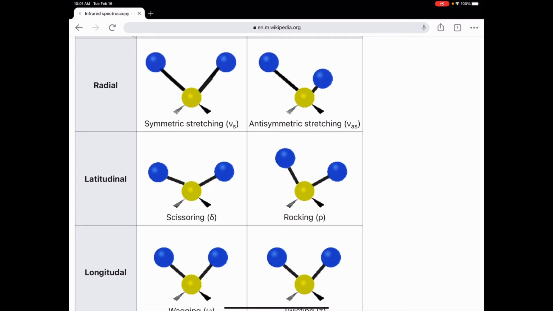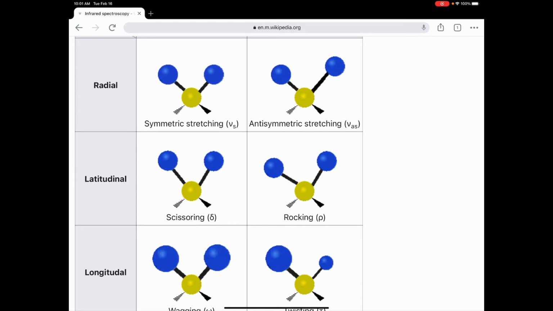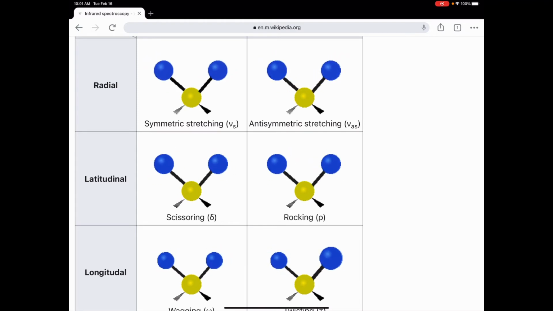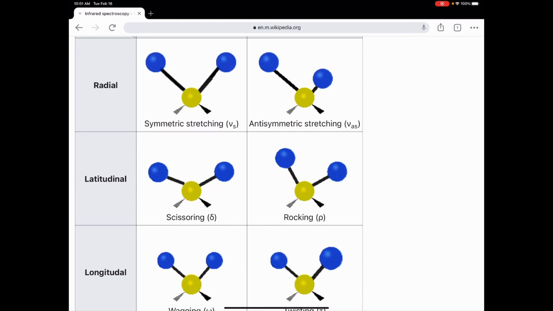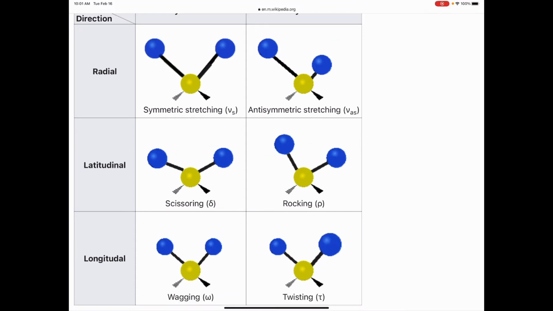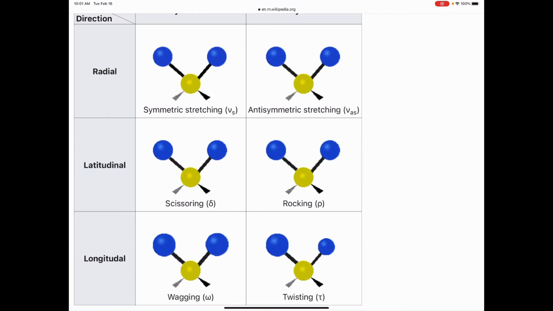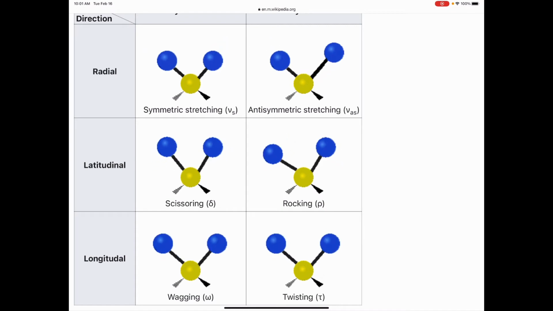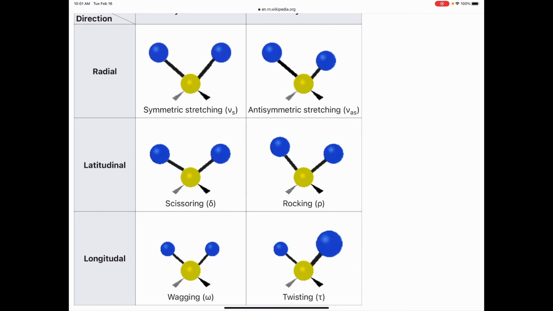This is a nice animation that I found on Wikipedia. Now in this class, we're mostly going to be focused on the stretching, and you see those in the top two squares, the symmetric stretching and the asymmetric stretching. Again, there are many types of bending vibrations, but bending will only be mentioned briefly in our course.